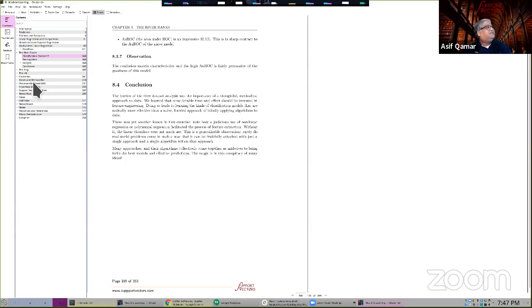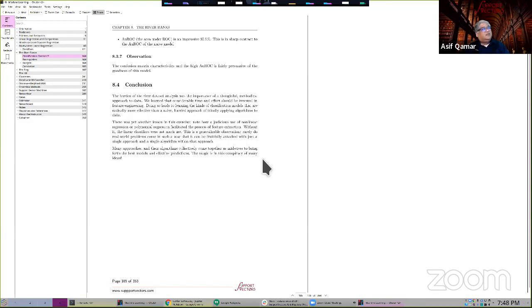Same thing we can do with the flag data set. I will read out this conclusion because I've written it out in book form. The burden of the river dataset analysis was the importance of a thoughtful, methodical approach to data. We learned that considerable time and effort should be invested in feature engineering. Doing so leads to learning classification models that are radically more effective than a naive, hurried approach of blindly applying algorithms to data.